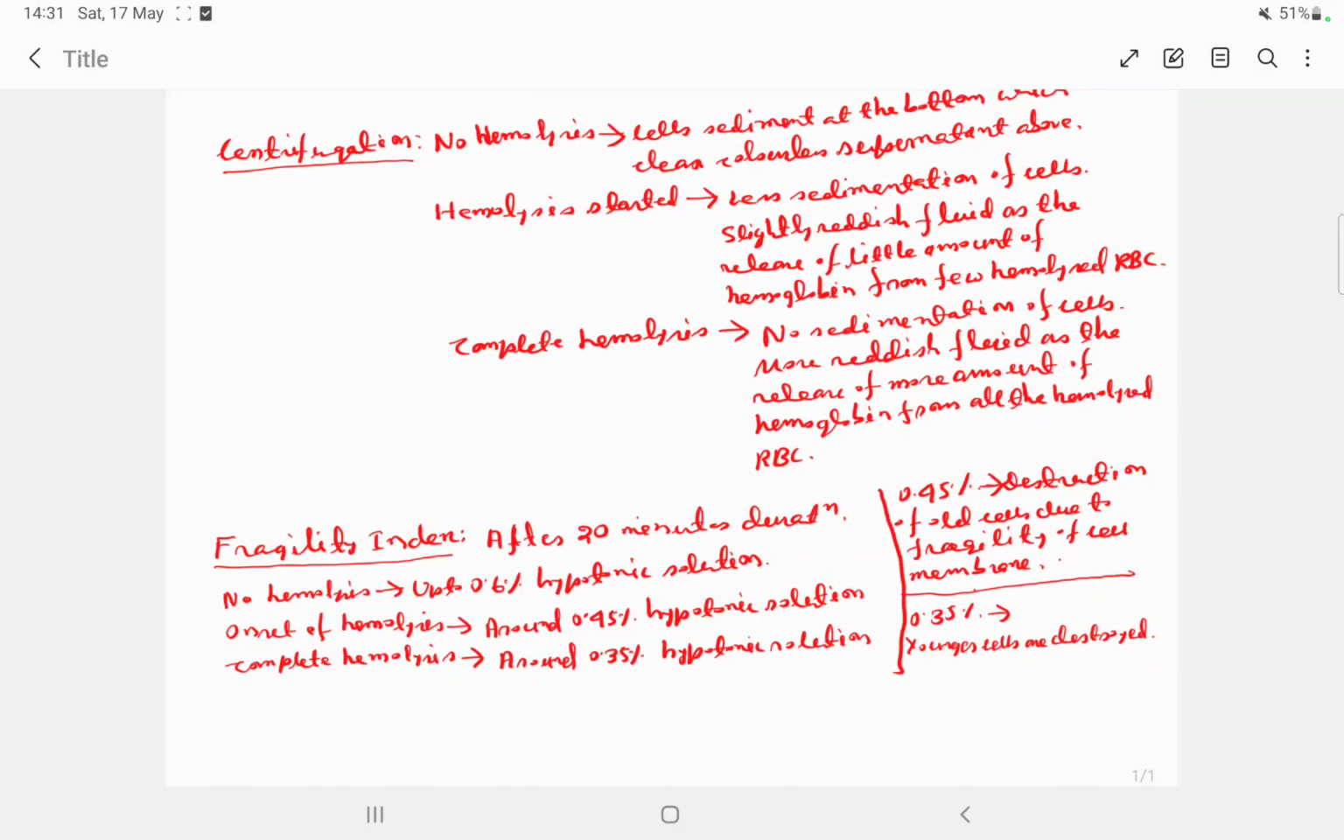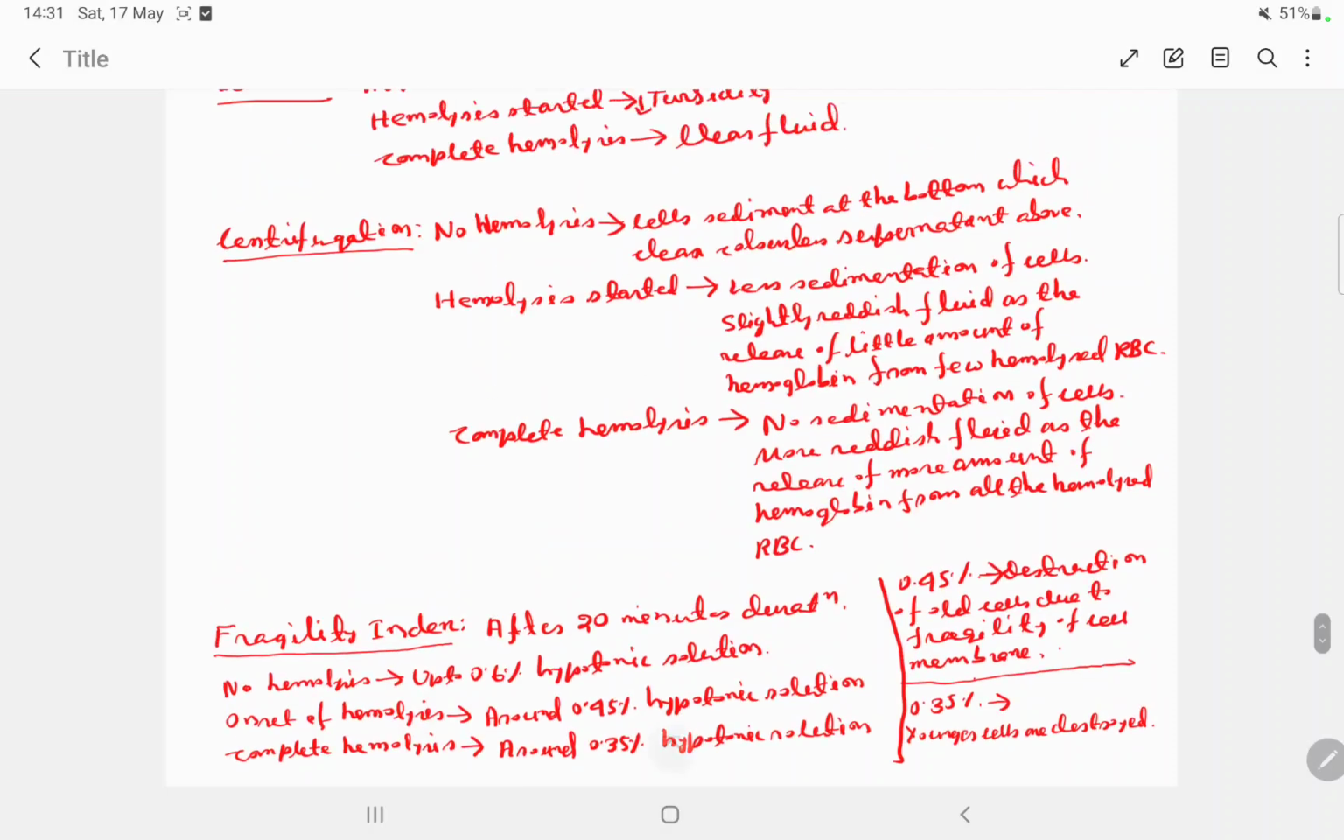So there is a fragility index for that. So we'll check it after 20 minutes. No hemolysis occurs up to 0.6% hypotonic solution, onset of hemolysis occurs around 0.45% hypotonic solution, and complete hemolysis occurs around 0.35% hypotonic solution. In 0.45% hypotonic solution, it is found that the destruction of old cells occurs due to the fragility of the cell membrane of these cells, and younger RBCs are not affected. But in 0.35% hypotonic solution, the younger cells are also destroyed.